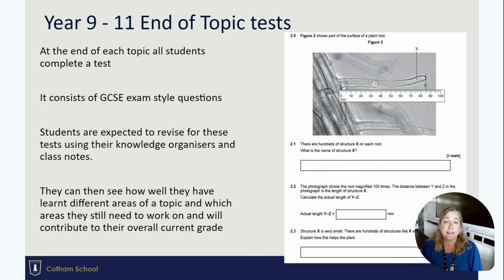In Years 9, 10 and 11, because it is a GCSE science course they are studying, we do end of topic tests, which are more like the GCSE style questions that they will get in the exam. So these will be 1-hour class assessments, and students will be expected to prepare for these. They will know what they are using their knowledge organisers, using their revision notes, Seneca, Caboodle, and produce revision resources, which will then help them with their mock exams when they get into Year 10 and 11.